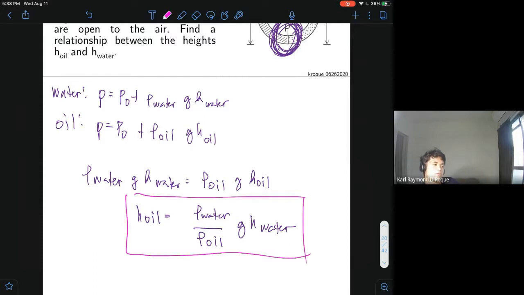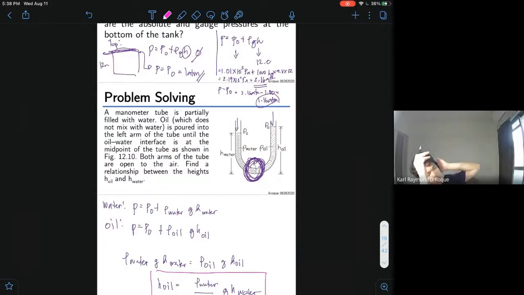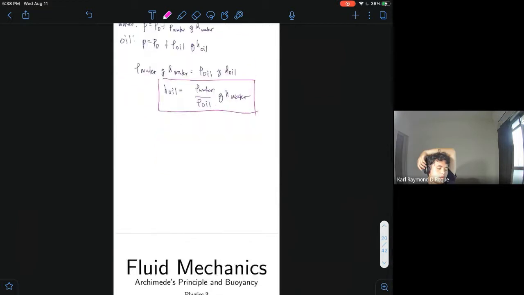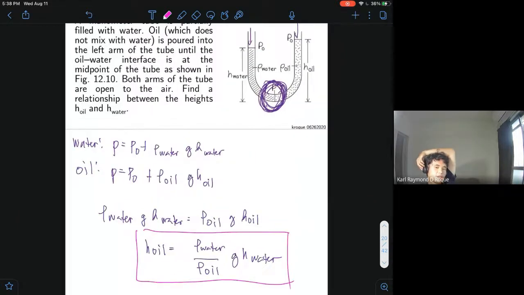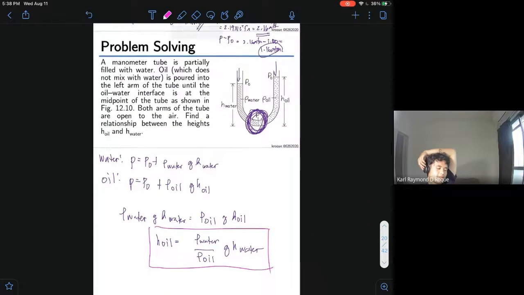Before we continue, do you understand? This is how you use Pascal's law. Ang tawag pala dito, manometer, yun yung pang measure na pressure. So, yes. Okay. So, do you get this item before I move on? Kasi next topic na agad. Do you get this item? Or do you want me to explain again?